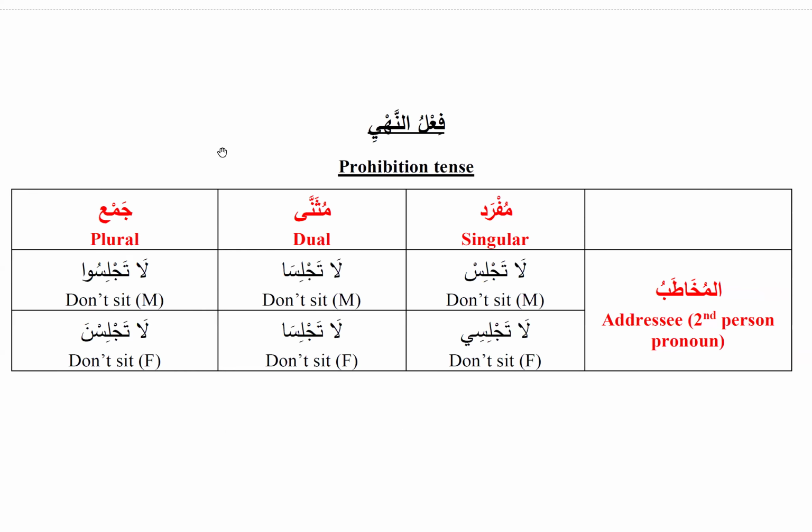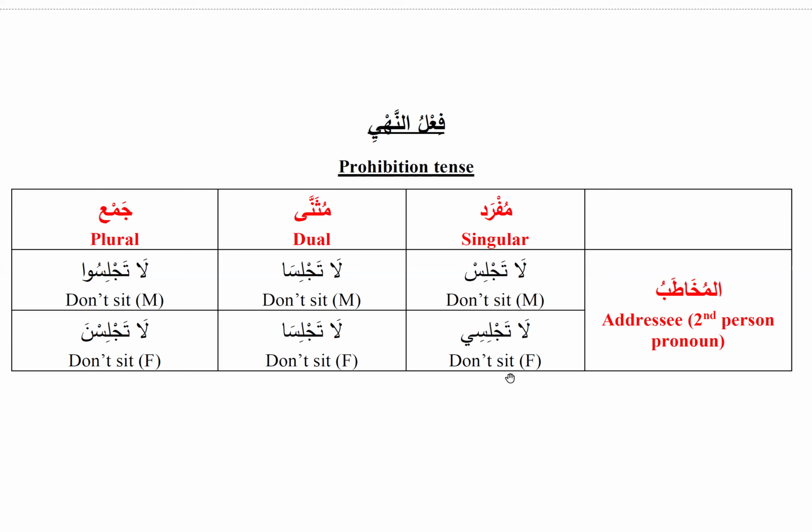Now fi'al nahi, that's the prohibition tense. Prohibition tense is very simple. You just have to take the fi'al mudari mukhatab, which is the present tense second person, and add la at the beginning. And likewise, you will remove the noon and change the dhamma to sukun. So tajlisu becomes la tajlis. Tajlisani, which was for the normal present tense, remove the noon, la tajlisa. Tajlisuna, remove the noon and put alif, la tajlisu. So that means don't sit. So don't sit for singular, dual and plural.